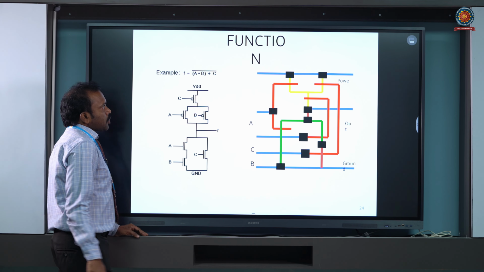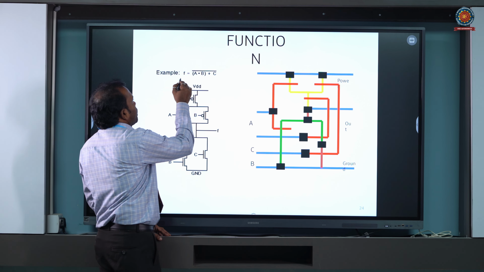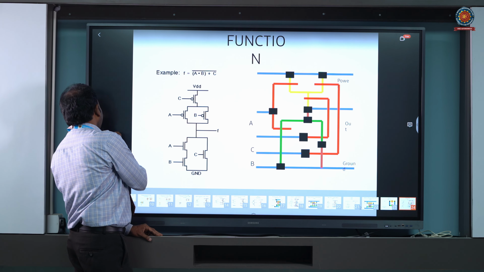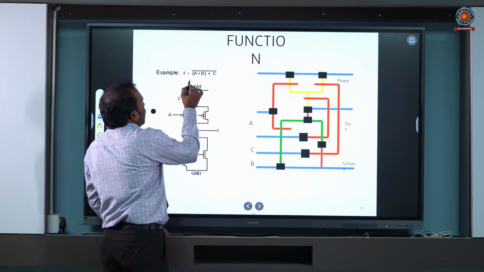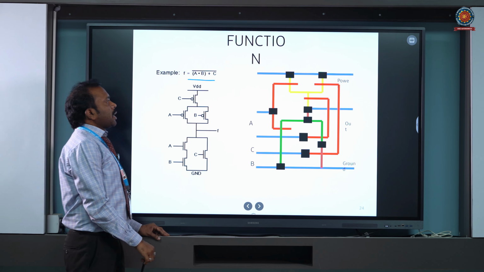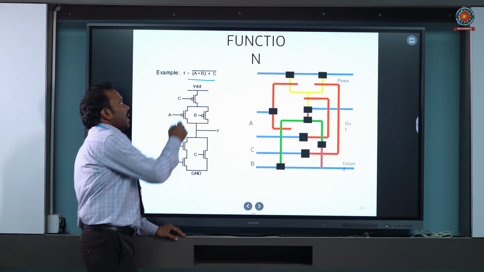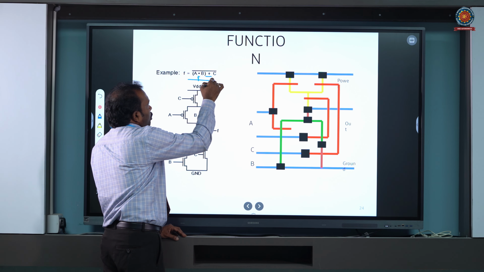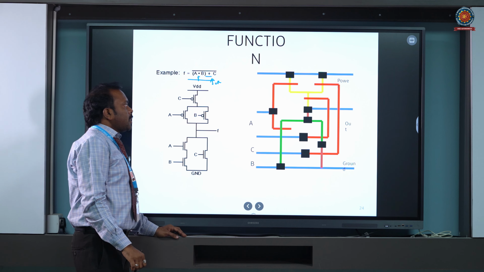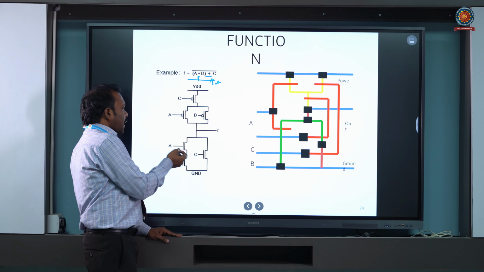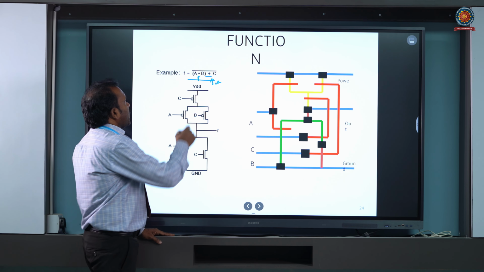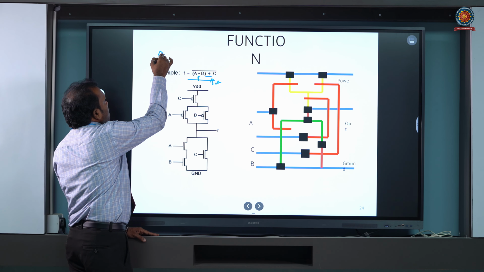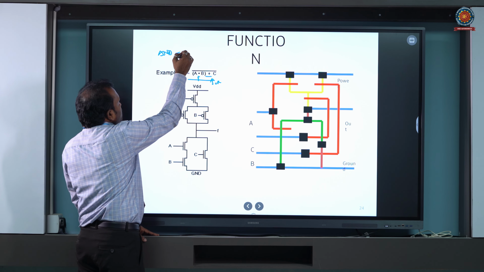Let us take a function f equals a dot b plus c. This is a logic function, a dot b plus c. Let me explain this. A dot b is nothing but the AND operation, and the plus is nothing but your OR operation. So when the AND function is performed in logic, then these transistors have to be in parallel.